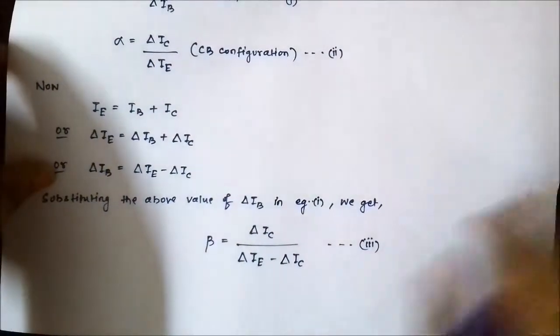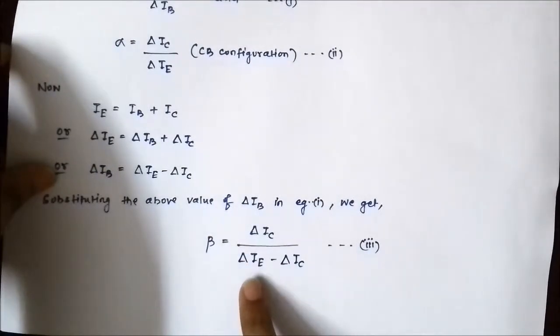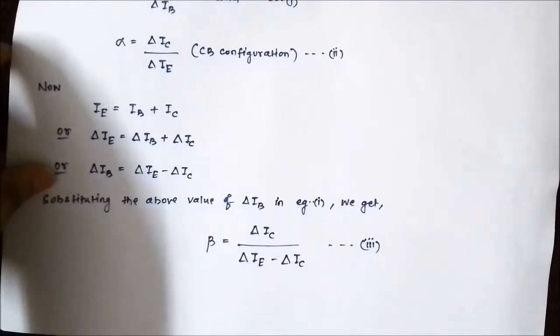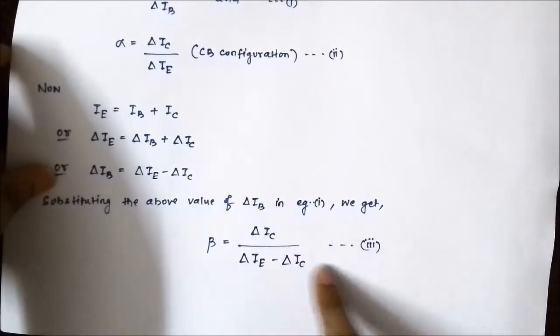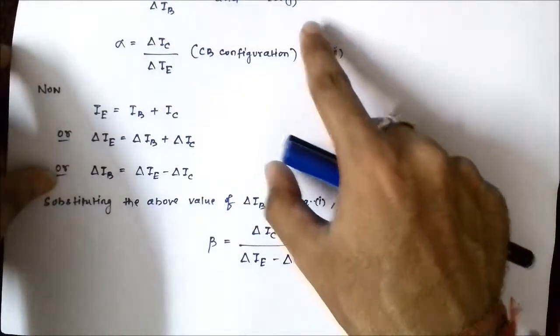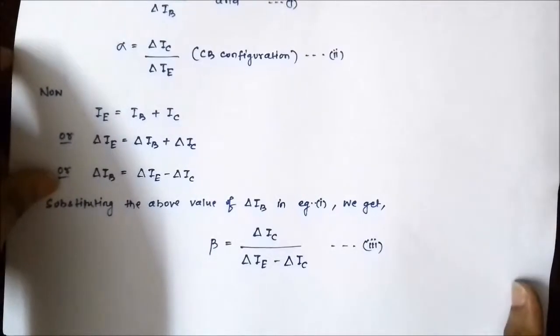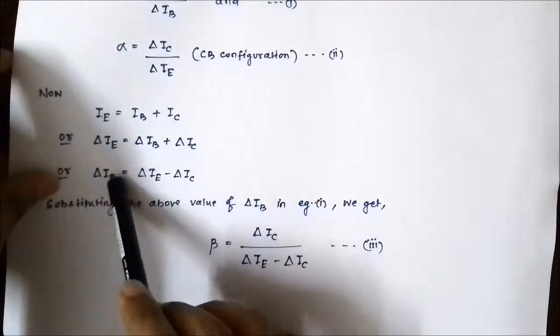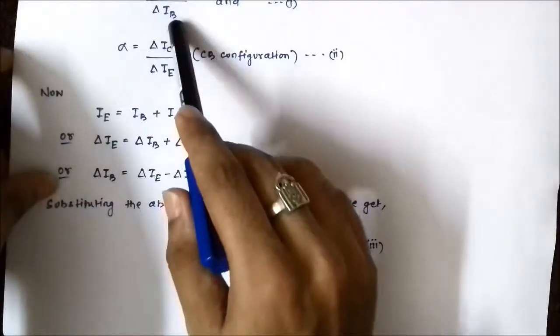Okay, beta is equal to delta IC by delta IE minus delta IC from here. So this formed another equation. We were marking it 1, 2 and 3. So you understood how this beta value came up. We put this value of delta IB here in the expression for beta.